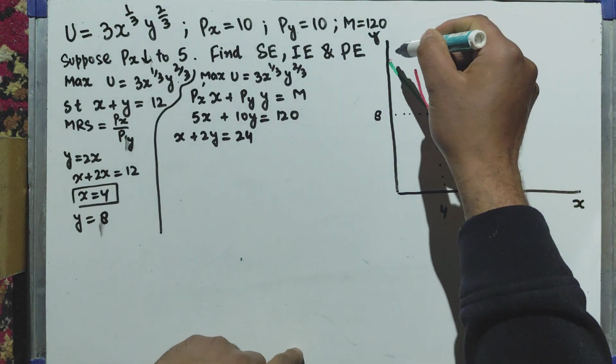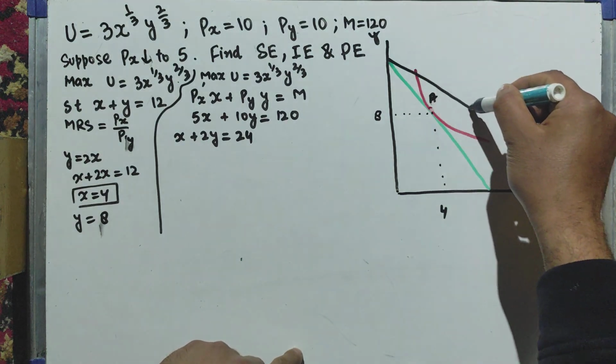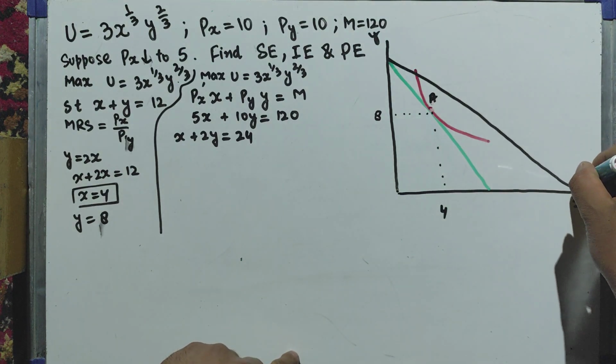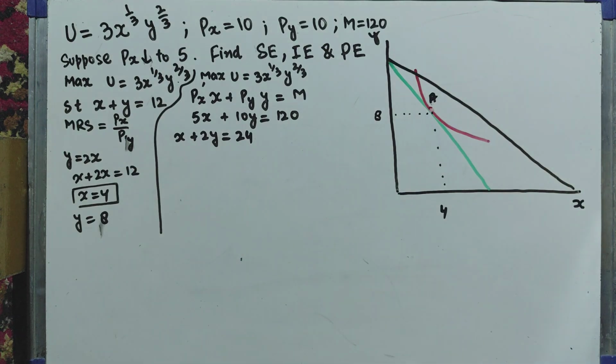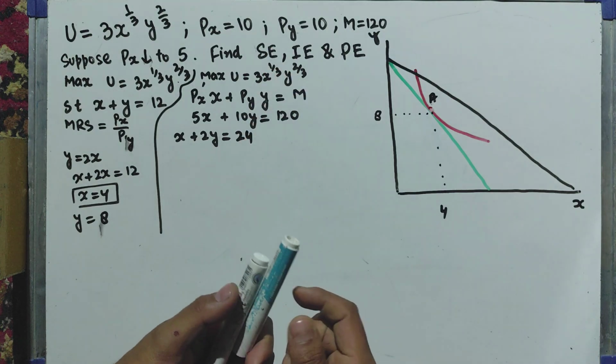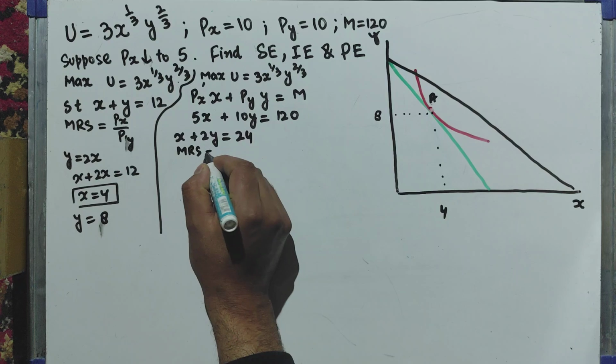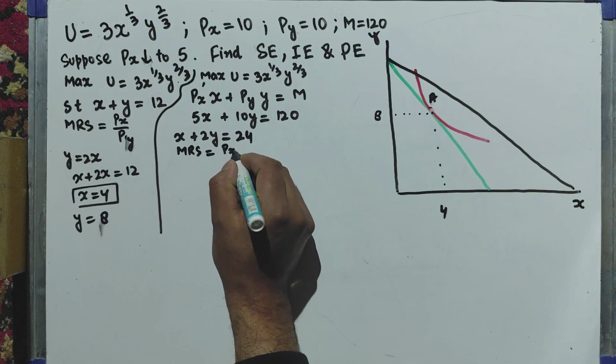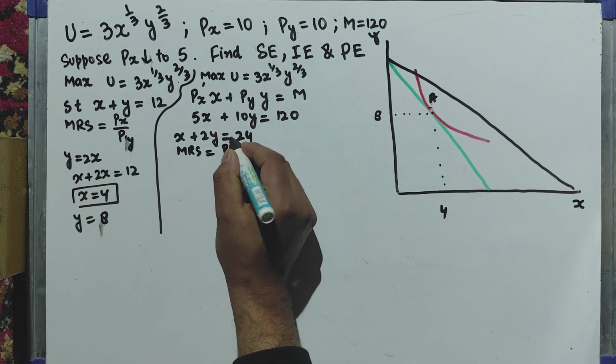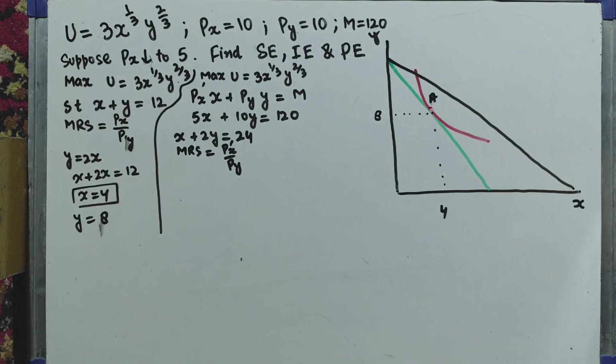Let me use this color. So it will pivot like this. Consumer will demand more units of good X. Okay, again using the condition, that is MRS should be equal to the ratio of the prices, price of X upon price of Y, price of X prime, let us suppose here.